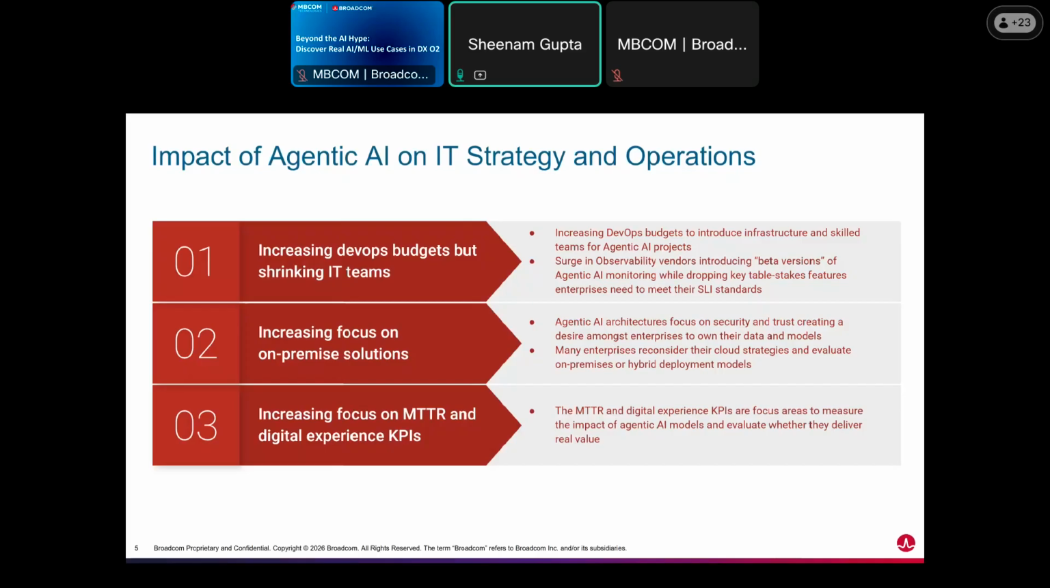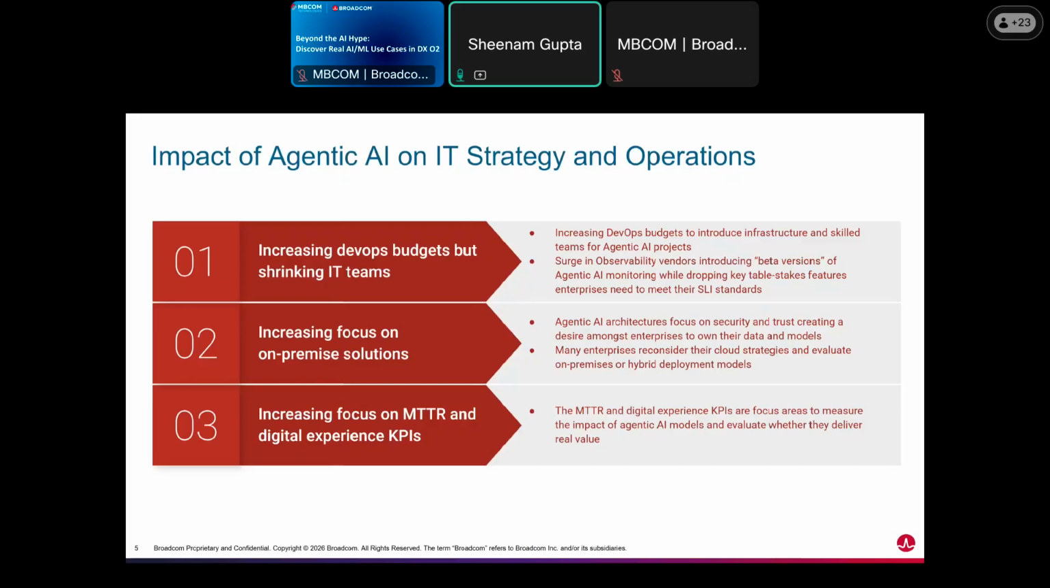And then lastly, the focus on MTTR and digital experience KPIs. If you ask me, this focus never went away, but in a short span of time, in the last 2 or 3 years, people started talking more about other KPIs, assuming that we have solved the MTTR and digital experience problem, while in reality, we haven't.